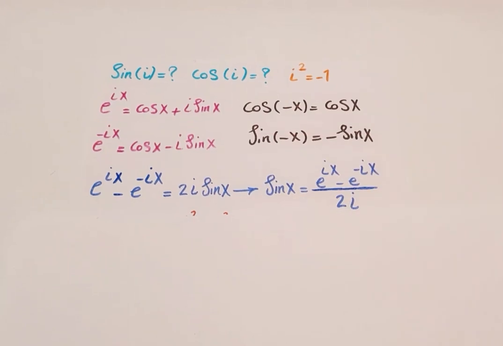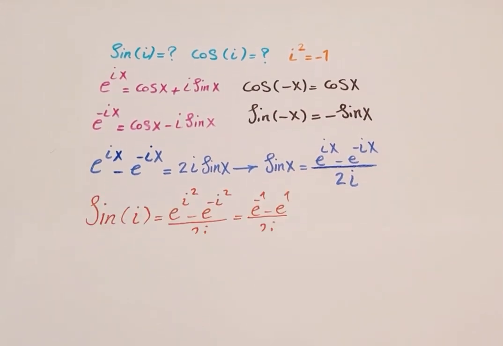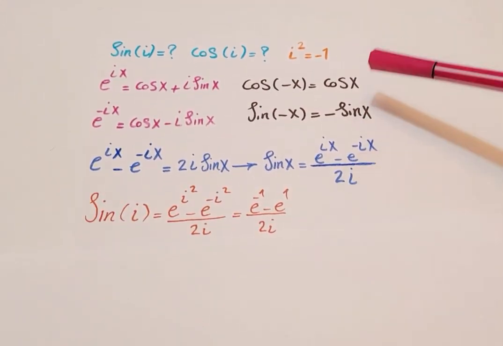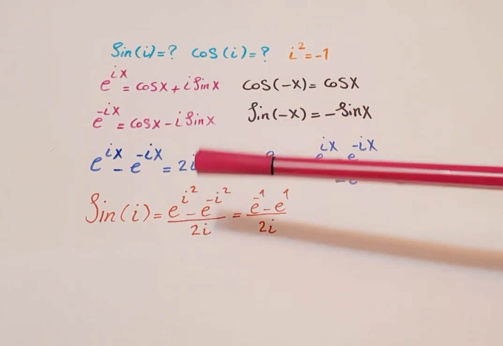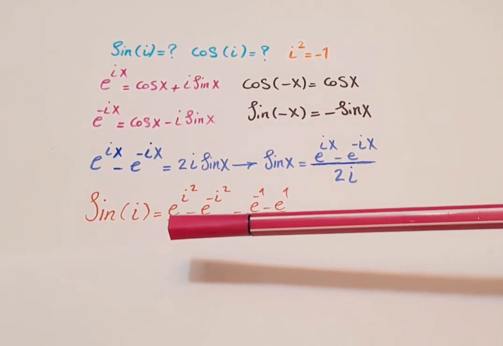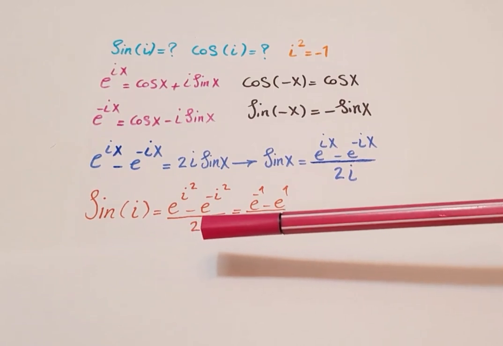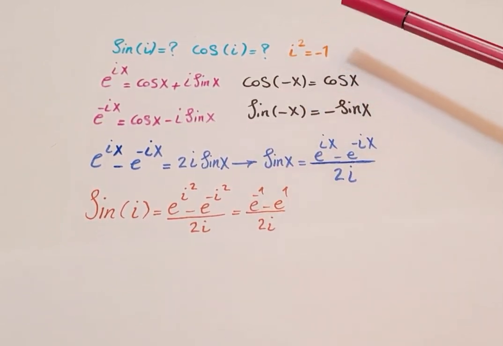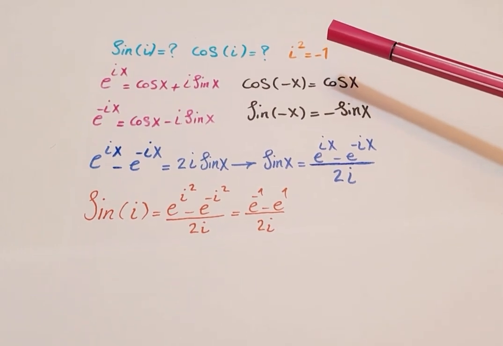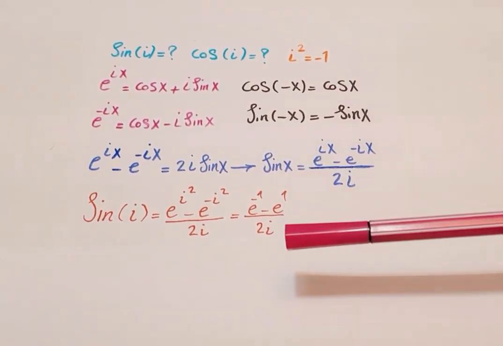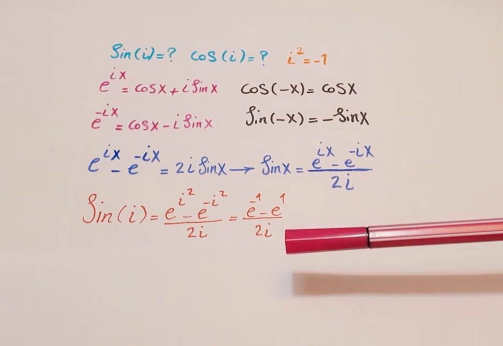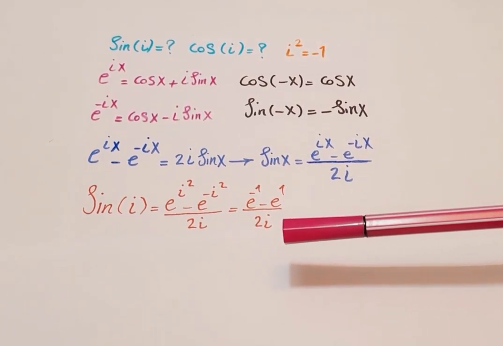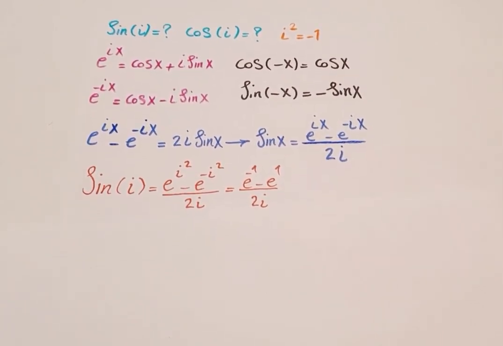According to this equation, we put x as i in our equation, so we can calculate the sine of i, that's equal to e to the i squared minus e to the minus i squared over 2i. And we know that i squared is equal to -1, so the final answer for sine of i is e to the -1 minus e over 2i.